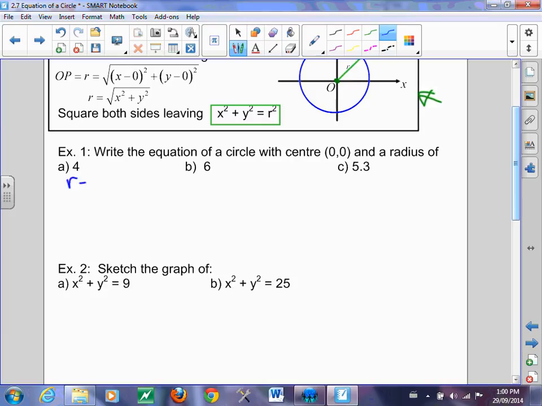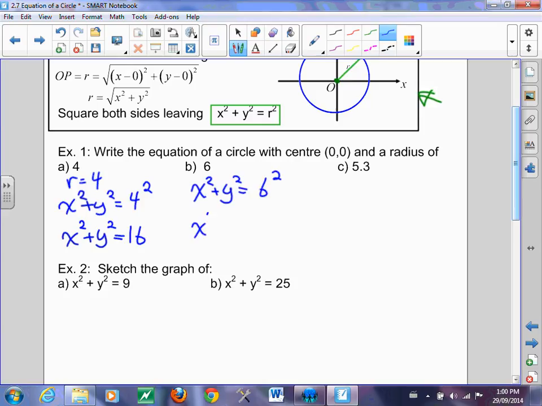So this says r equals 4. So if we sub it into the equation, x squared plus y squared equals 4 squared. And then we just simplify what 4 squared is to finish it off. So it's x squared plus y squared equals 16. Done. Pretty easy, eh? Let's do the next one. X squared plus y squared equals 6 squared. Simplify that, and you're going to have x squared plus y squared equals 36.